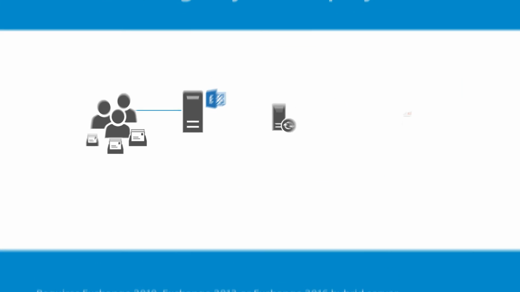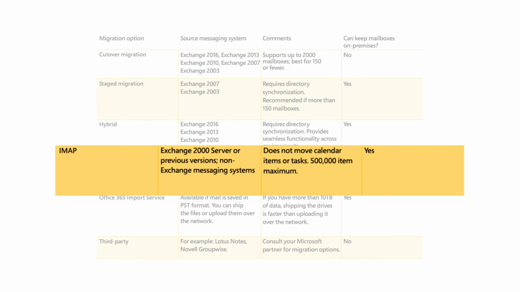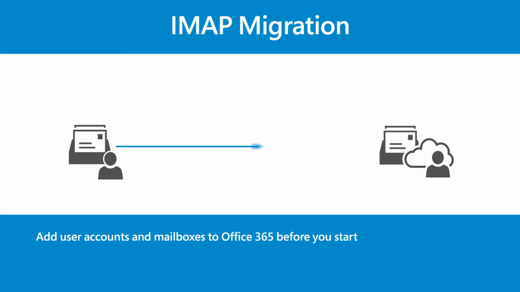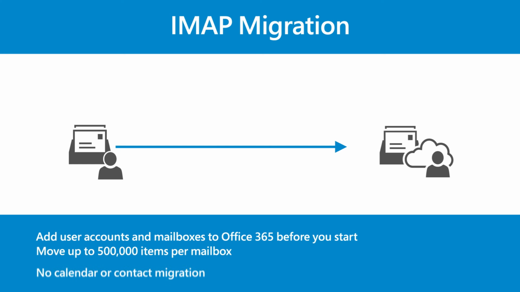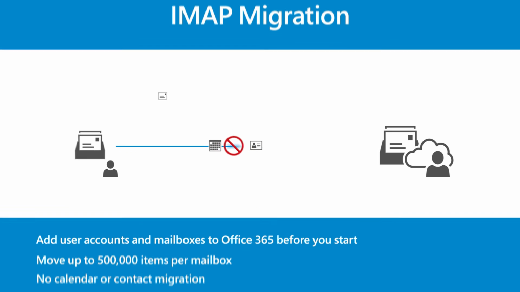If your source environment supports IMAP, you can use IMAP migration to move your users' inboxes and other mail folders to the cloud. You'll need to add user accounts and mailboxes to Office 365 before you use this option. There are limitations. You can migrate only up to 500,000 items per mailbox, and calendars and contacts will be left behind. But you can migrate mailboxes in batches, and until you say it's done, email continues to sync between the original mail server and Office 365.